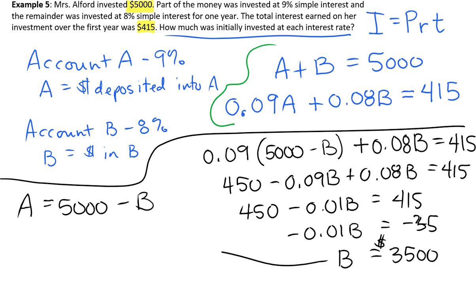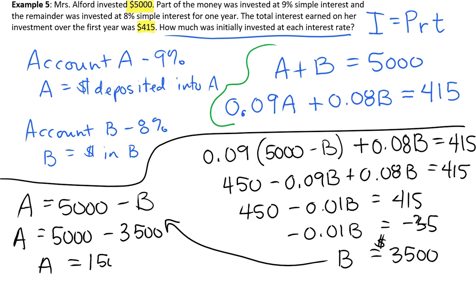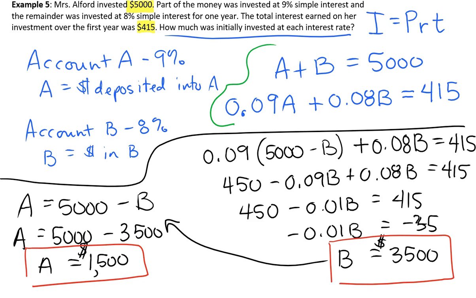We can finally come back to A and solve. So A is going to equal 5,000 minus 3,500. And so we have that A is equal to $1,500. So our final solution then, the amount in account B was $3,500 and the amount in account A was $1,500. You want to make sure that you put units on your solution if units are necessary. Since we're talking about an amount of an investment, we do want to include units in this case.